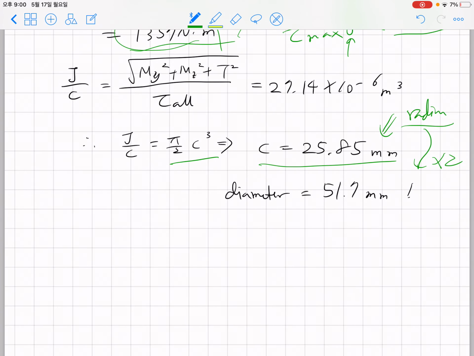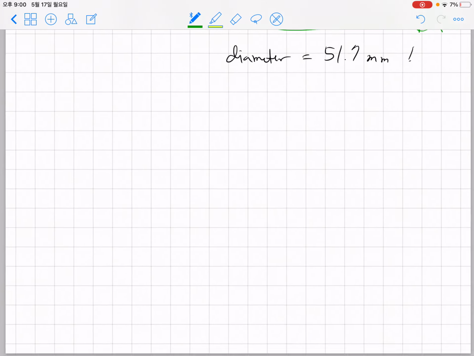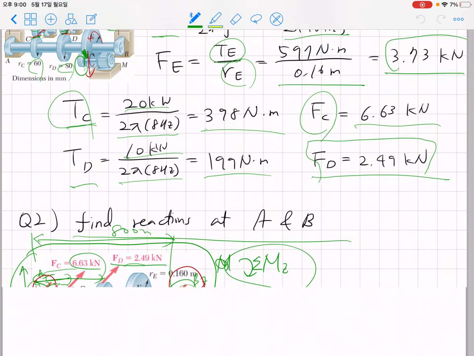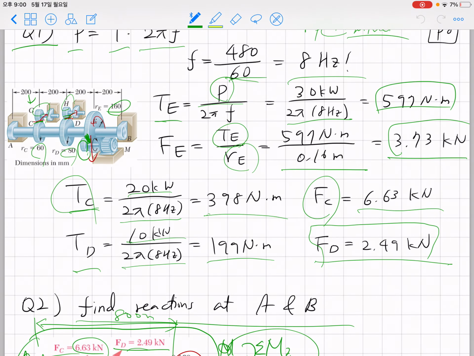So the diameter should be equal to or larger than 51.7 millimeter to sustain the maximum shearing stress due to 30 kilowatt power at 480 RPM rotation of this shaft system.